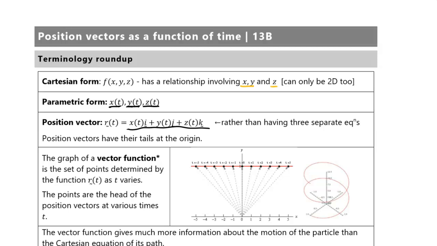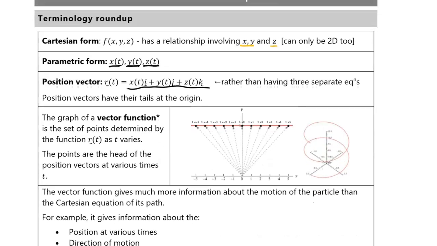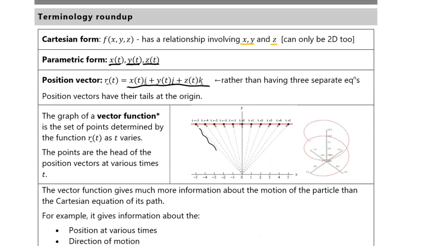We had the x as a function of t, we put that with the i vector component. We had the y's with the j's and z's with k's. That makes sense. And remember, position vectors have their tails at the origin. They're a vector that starts at the origin and points to a particular point. So you'll notice here, these dotted lines, these are all position vectors.